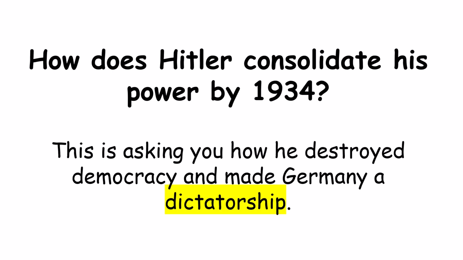So the last thing we need to look at for part 2 is how Hitler consolidates his power by 1934. So consolidating your power means locking down your power, securing your power, getting rid of any opposition, anybody that can challenge you. So the question is basically asking how Hitler destroys democracy, gets rid of those problems that we've just discussed, and makes Germany a dictatorship, gets total power for himself and for the Nazi Party.